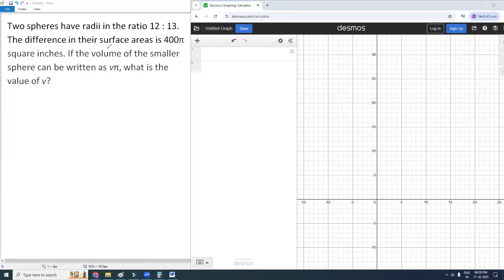Here we have a SAT math problem. Okay, let's go to the question. Two spheres have radii in the ratio 12 to 13. The difference in their surface area is 400 pi square inches. If the volume of the smaller sphere can be written as V pi, what is the value of V?